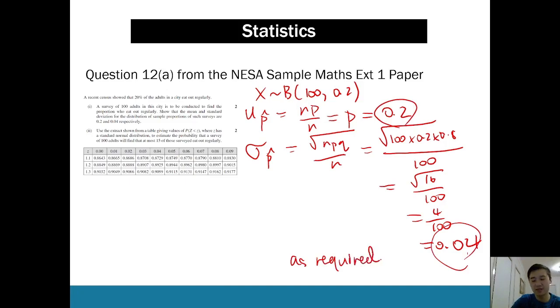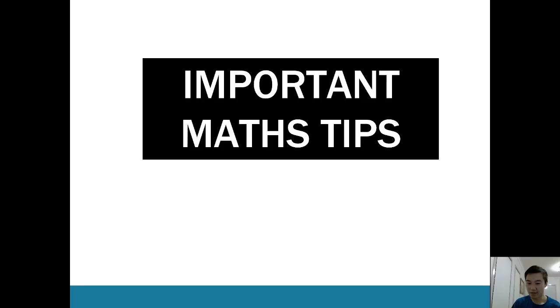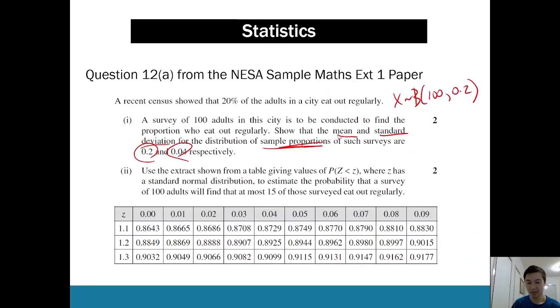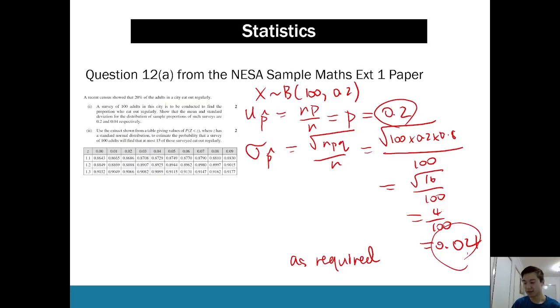So that's relatively straightforward. You just need to make sure you remember that to find the standard deviation and mean of the sample proportion, you take your normal standard deviation and your normal mean and divide it by the number of people that you have, or the number of trials that you had. So in this case, we had 100 as our value for n. So that is part 1.